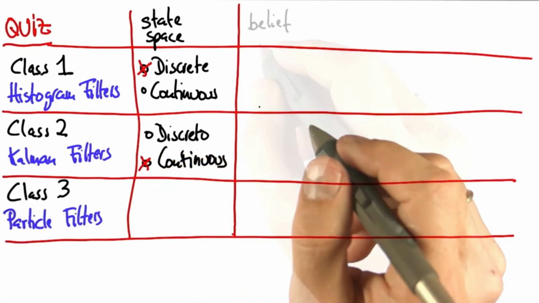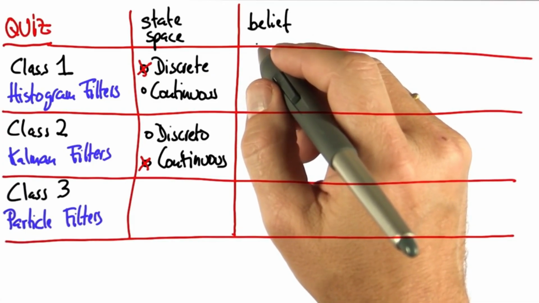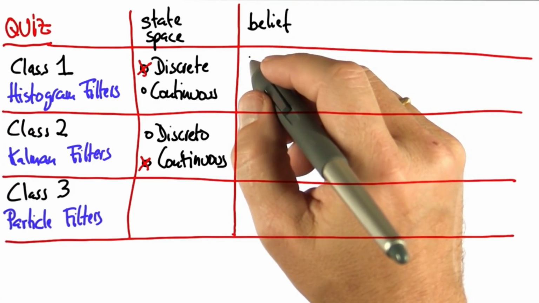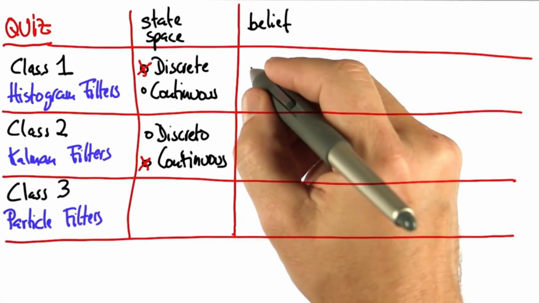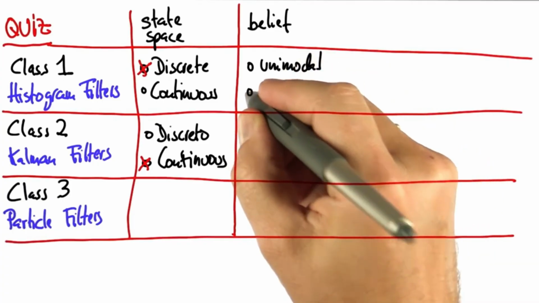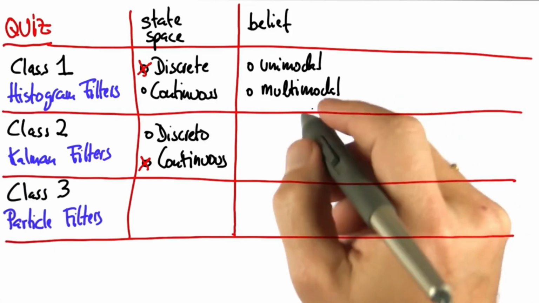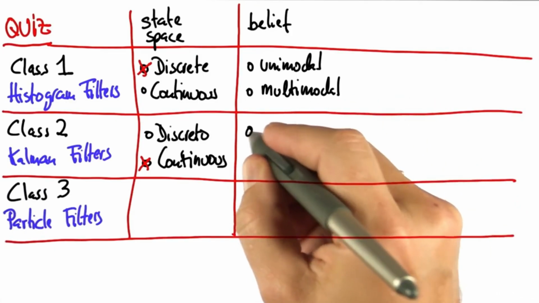So let me ask you a second quiz. In particular, I would like to know whether the distributions that can be represented may be unimodal or can also be multimodal. So check unimodal, if this is all we can do. Whereas if we can have multiple bumps in our posterior distribution, check multimodal.